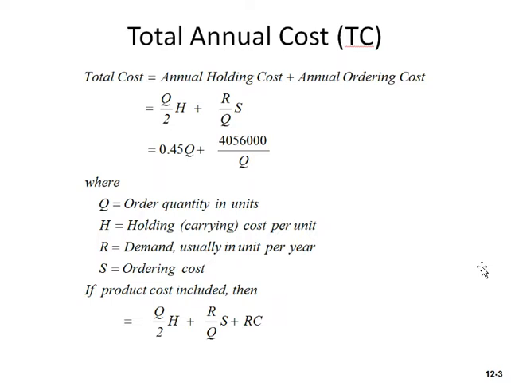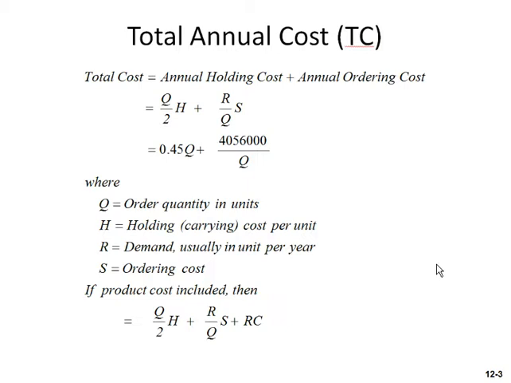The total cost function, the total cost, is the annual holding cost plus our annual ordering cost, or Q over 2 times H plus R over Q times S. This is the annual holding cost, this is the annual ordering cost, and for this particular example it is 0.45 Q plus 4,056,000 over Q.